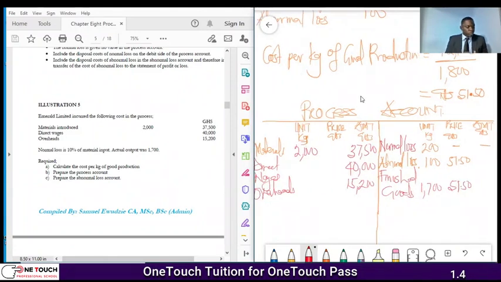Good. So what do we get? 100 times 51.50 gives me 5,150. And 1,700 times 51.50 gives me 87.